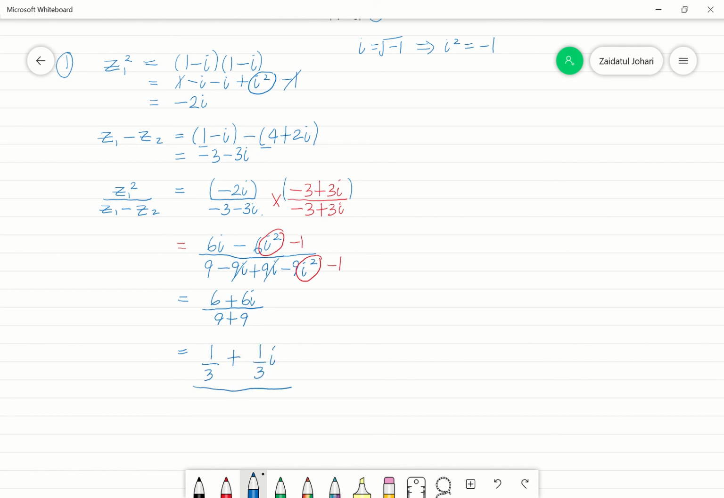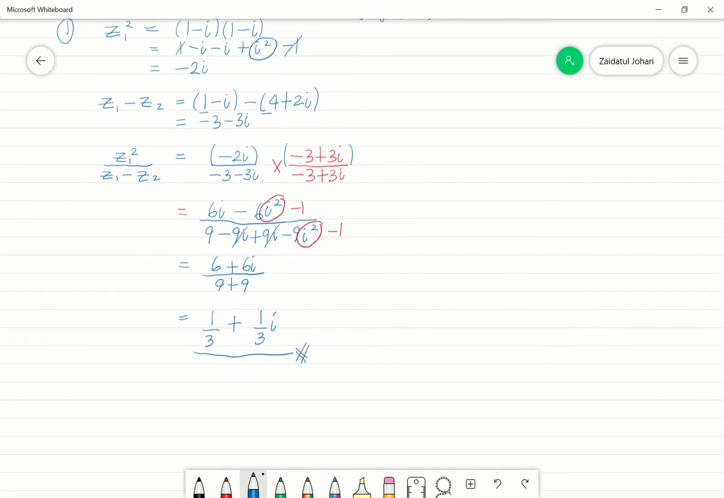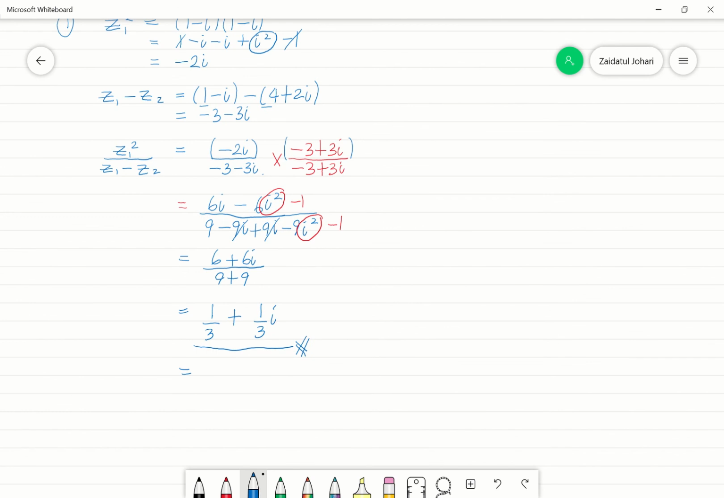So please do remember that the form a plus bi means we need to split the fraction. If you leave your answer like 1 plus i over 3, you will get zero marks, because this is not in the form of a plus bi. So we have to show clearly the real part and also the imaginary part.